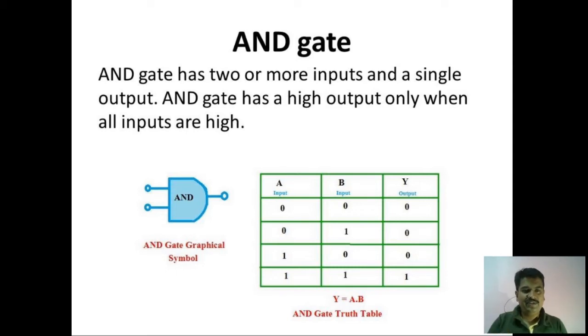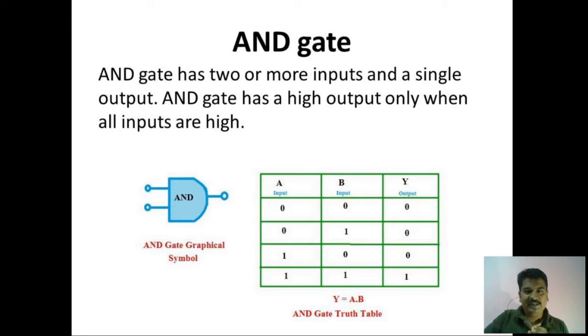Now today we will discuss only the very basic logic gates, AND gate and OR gate. The AND gate has 2 or more inputs and only one output. The AND gate output is high only when all the inputs are high. This is the only definition we can give for the AND gate. When you look at the truth table, you will understand this definition better.